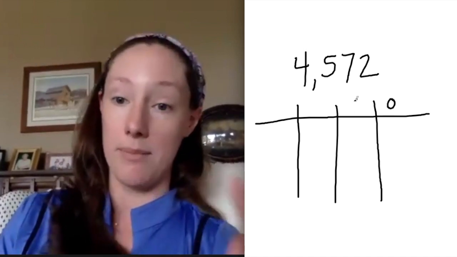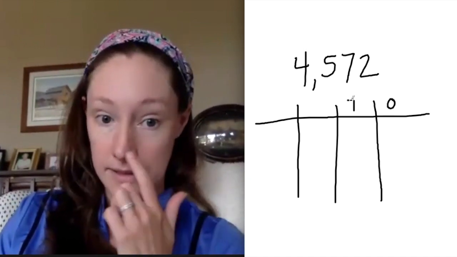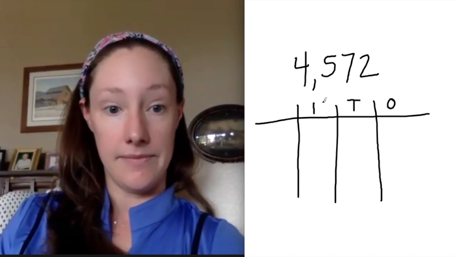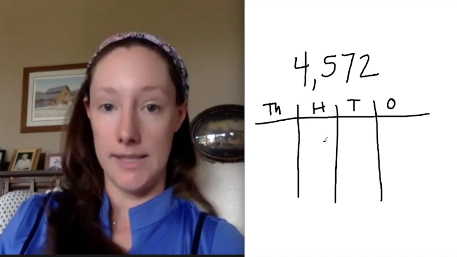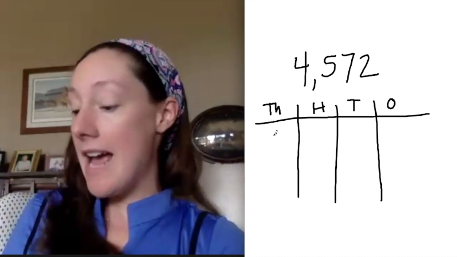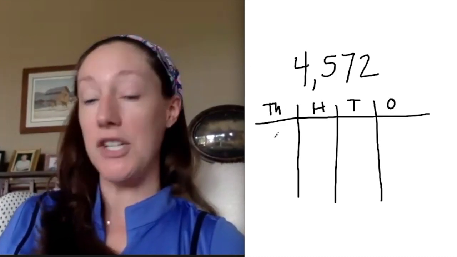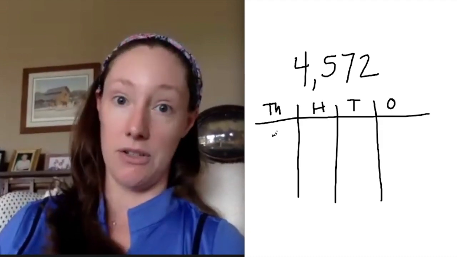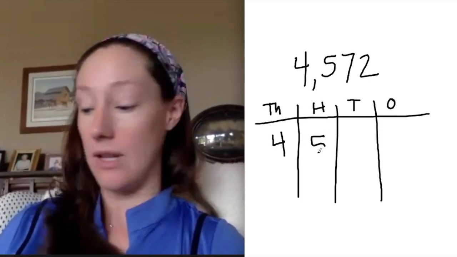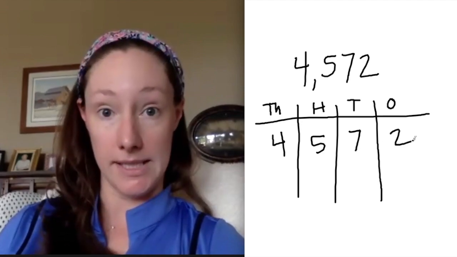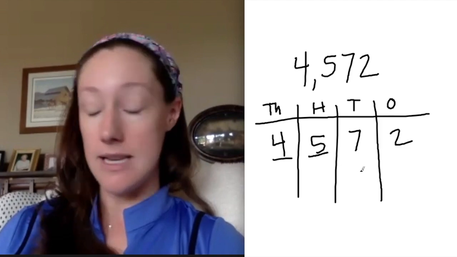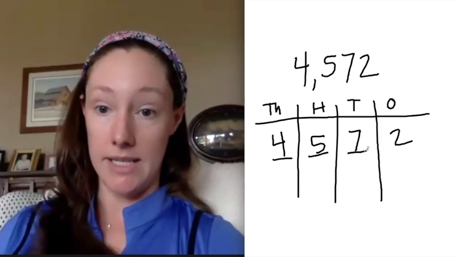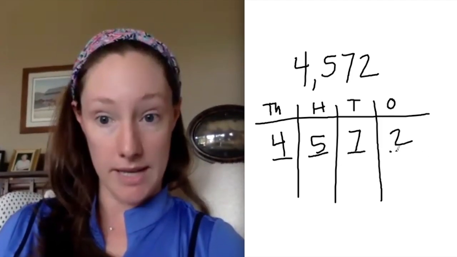We're going to draw it all the way up to our thousands. Ones, tens, hundreds, thousands. Awesome. Got it. Beautiful. Now that we have our place value chart, we can actually put our numbers in the place value chart to help us read them. So let's start, and let's put a 4 in the thousands place, a 5 in the hundreds place, a 7 in the tens place, and a 2 in the ones place.